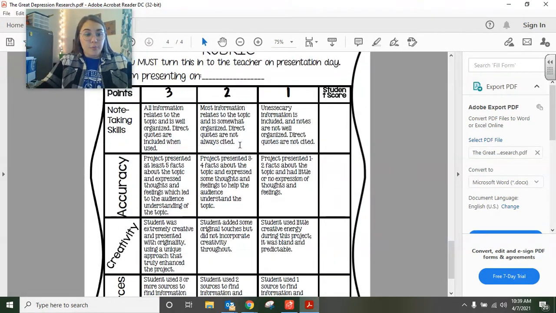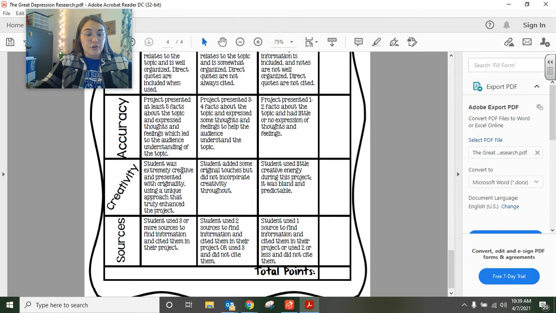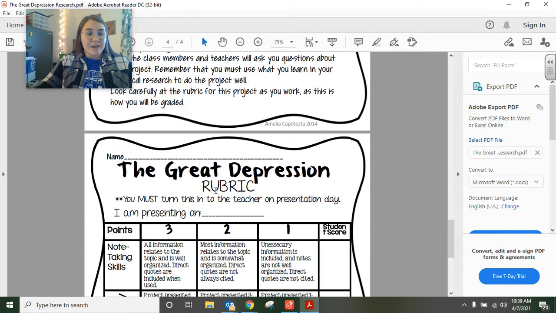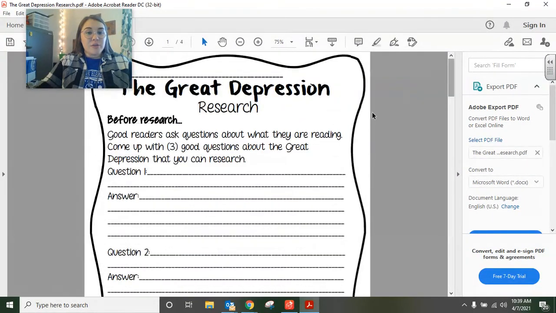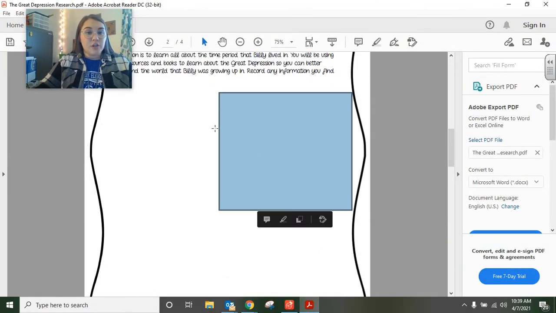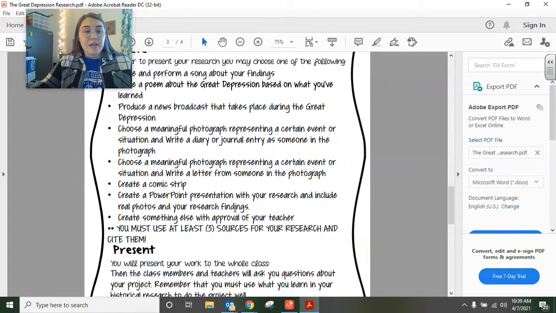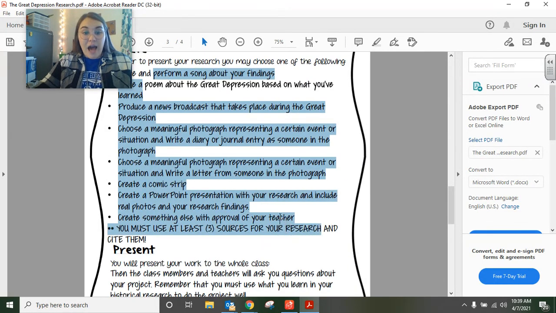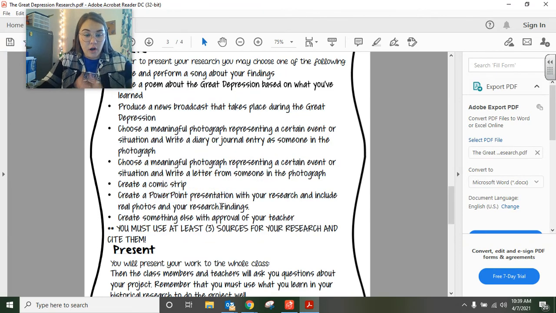I do have a rubric that I am going to be doing, on your creativity. I'm not going to be grading you on sources since I haven't taught you that yet. We will do that later. But you are going to, again, come up with 3 questions and find their answers about the Great Depression. And then any information that you find about the Great Depression, you're going to type right here, and you're going to tell me what you found. And then you can pick any of these. I suggest either a PowerPoint or I will also let you do a poster if you want to do it on paper and do a poster of what you have learned about the Great Depression.